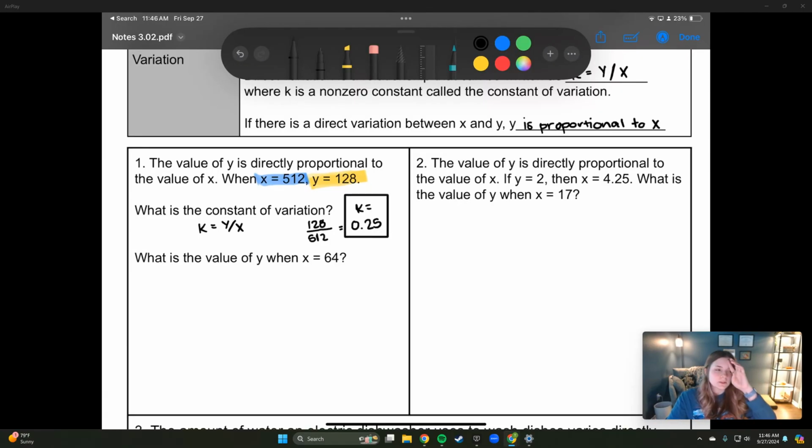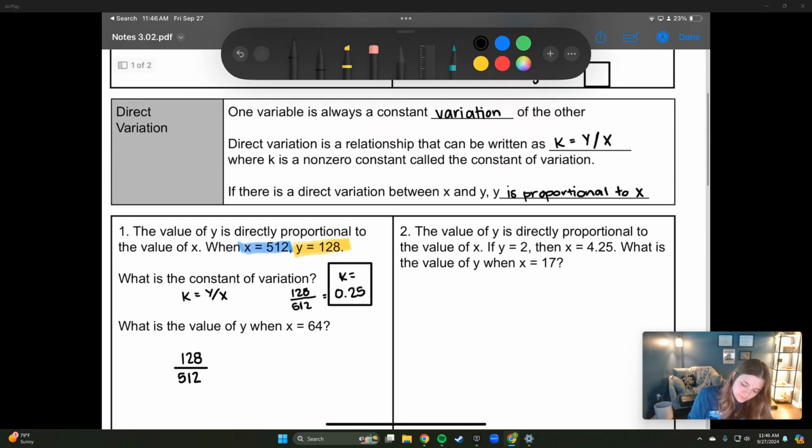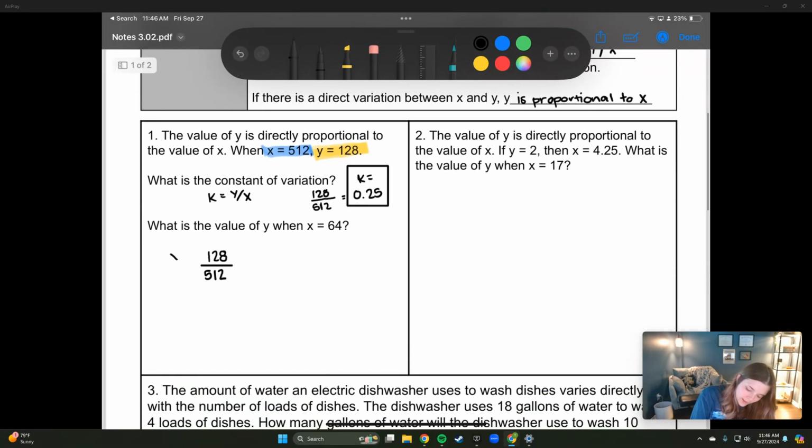That's your first answer. But there are 2 questions here, and this is where that proportional comes in. Okay, so it wants you to set up a proportion. A proportion is when you have 2 ratios side by side. So here's your first ratio. Okay, you set it up. You told me it was 128 over 512. And you told me that because the formula was Y over X. So now it wants to know what happens when X is 64.